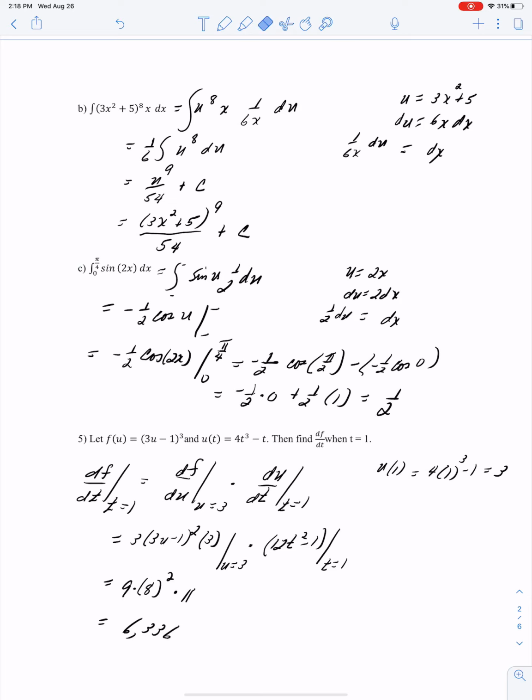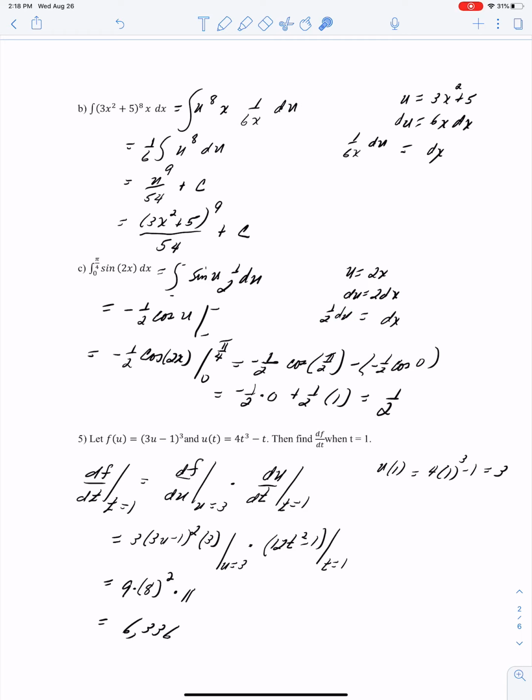Notice that the outside function is sine, the inside function is 2x. That's how I get let u be equal to 2x. Okay, then what's du? du is 2dx. Solve for dx. dx is 1/2 du. Plug everything in. What do I get?